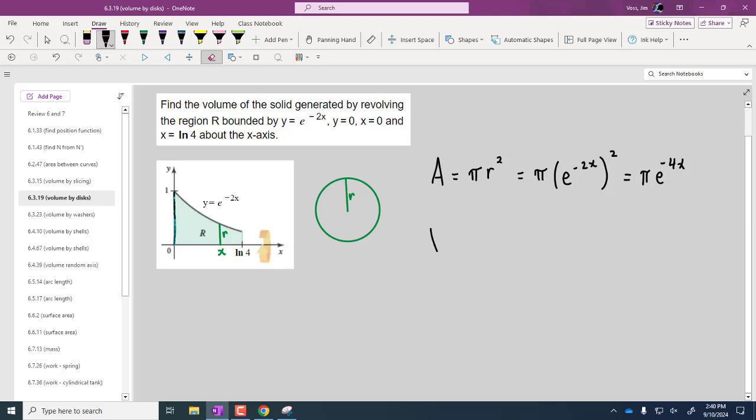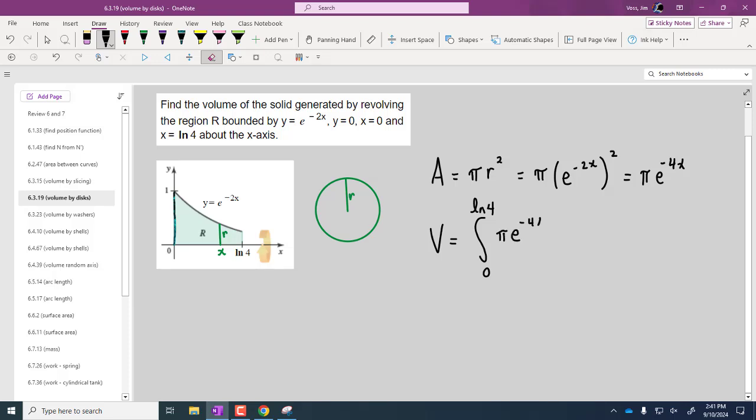And then volume, where are we going to integrate? From what to what? 0 to natural log 4, because we're starting at the left and we're moving from the left to the right through the x interval 0 to natural log of 4. So 0 to ln 4. We're going to integrate this. Let's go ahead and do this integral.